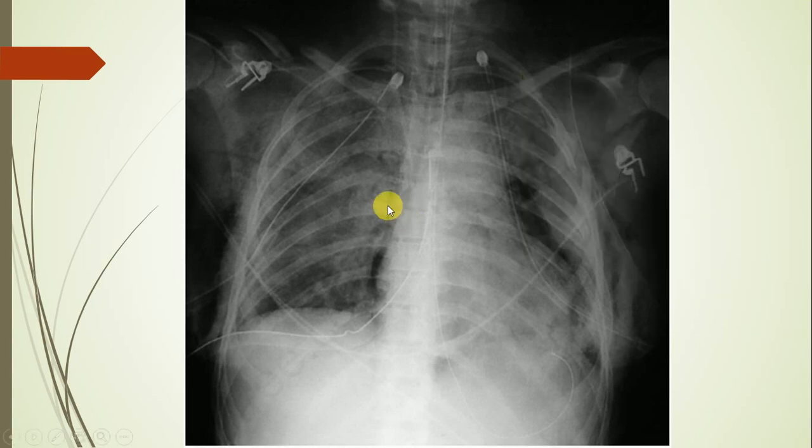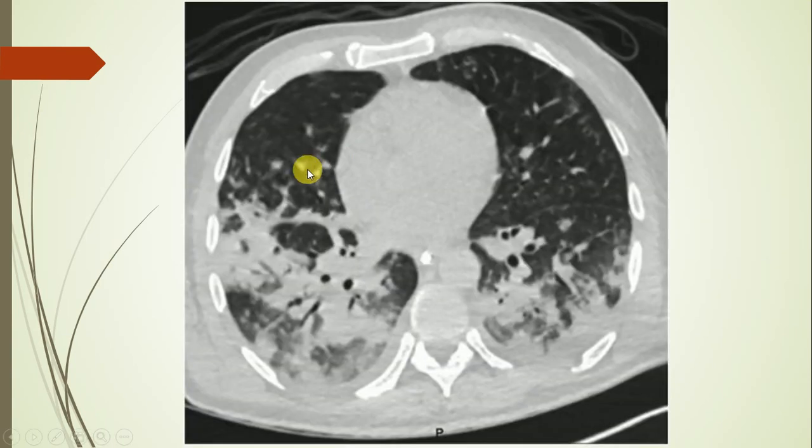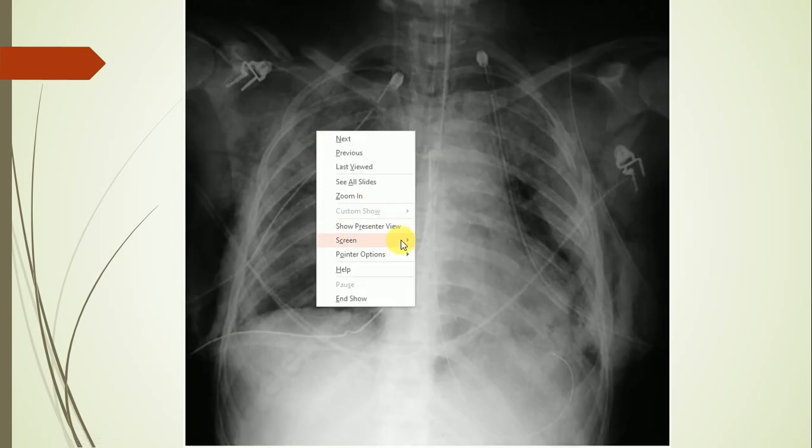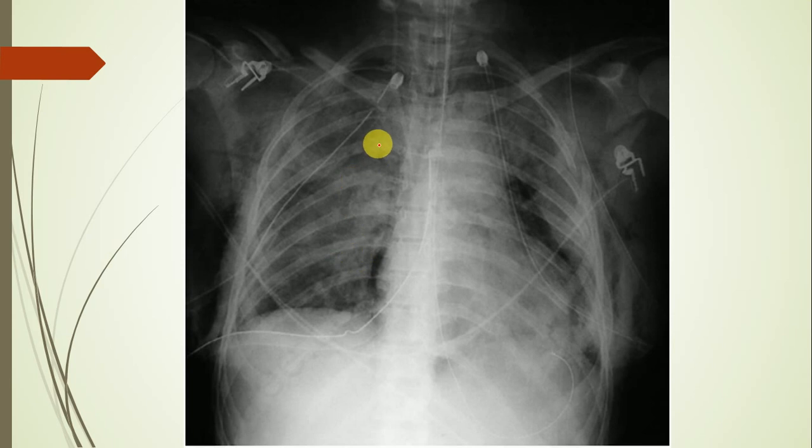In this patient, we can see in the lung fields, let's take a pen. Okay. So in this patient, we can see there are multiple areas with haziness. So there are multiple opacities in the right lung field and also in most parts of the left lung field. And the heart seems to be slightly increased.